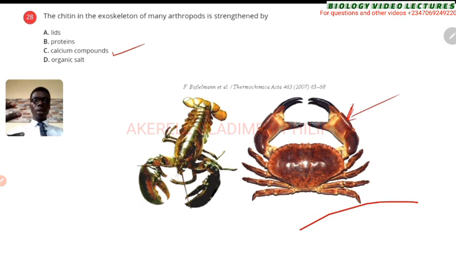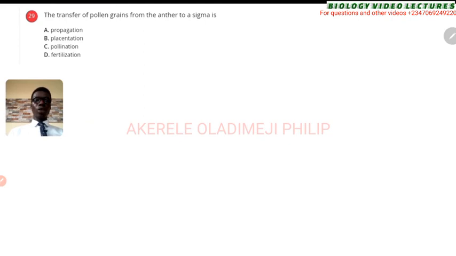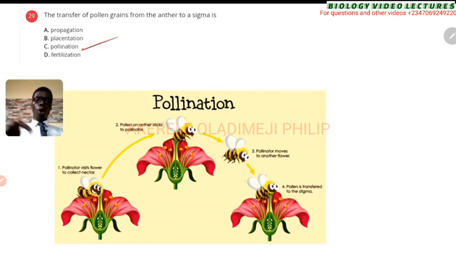The transfer of pollen grains from the anther to a stigma, please don't mind that spelling, stigma is S-T-I-G-M-A, is called pollination. Please note: transfer of pollen grain from a mature anther to a receptive stigma is called pollination. And this pollination can be self or cross.